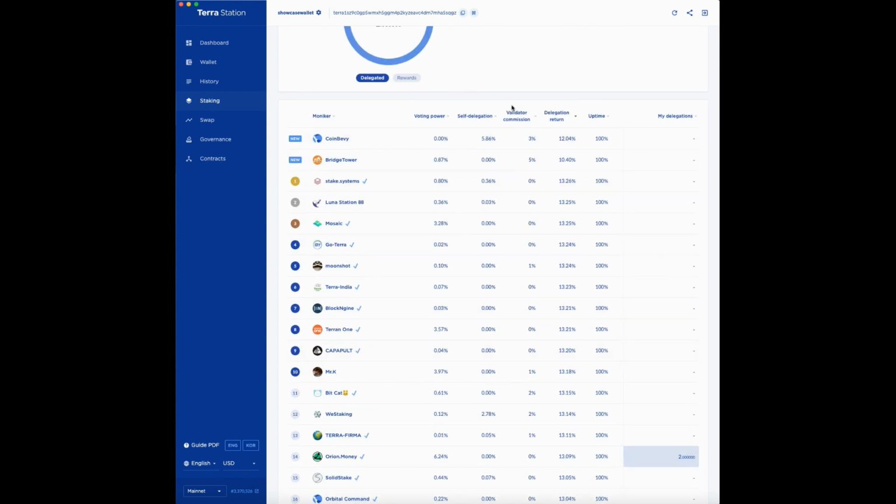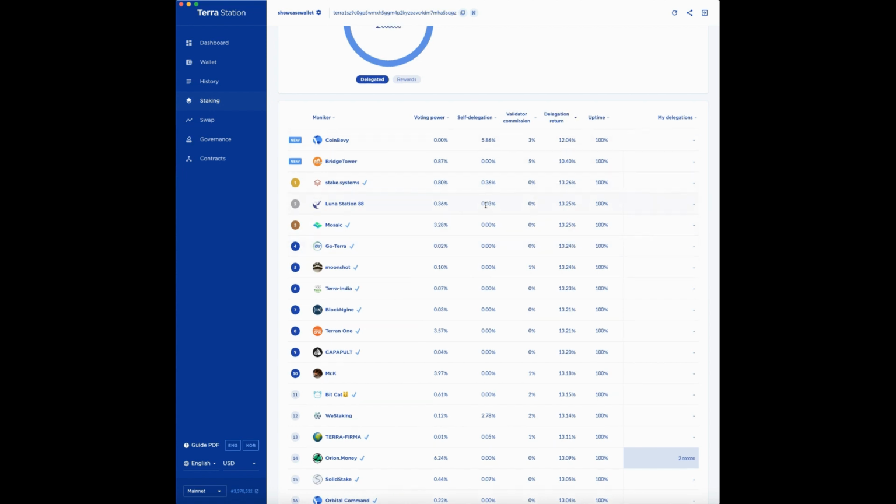And coming back here, voting power, I believe this is to do with when they're voting on network protocols, the kind of weight they have. The self-delegation is how much they have delegated themselves onto their node. Validator commission is where some of the nodes do charge a tiny bit of commission based on blocks they process, I believe. Delegation return is what you expect to get, and we are the delegator. So if you are staking your Luna token, you're the delegator. In this case, it's me.